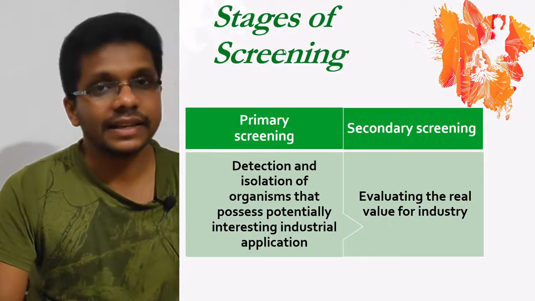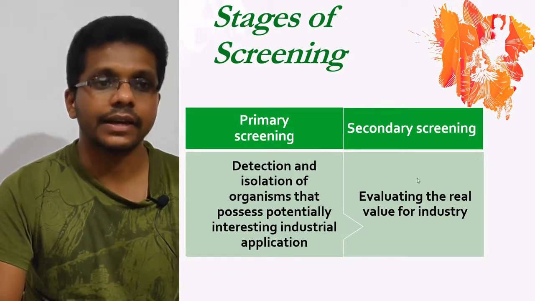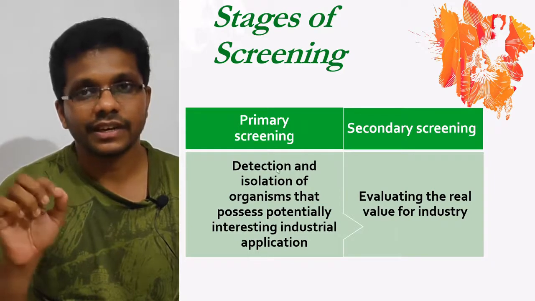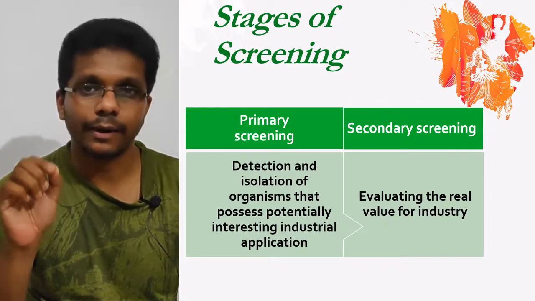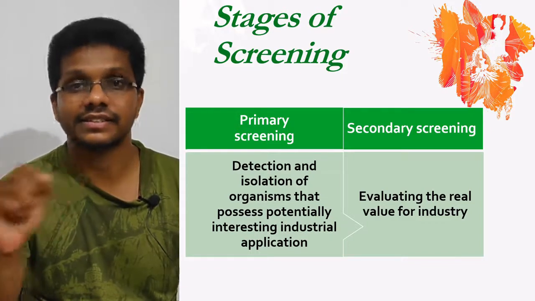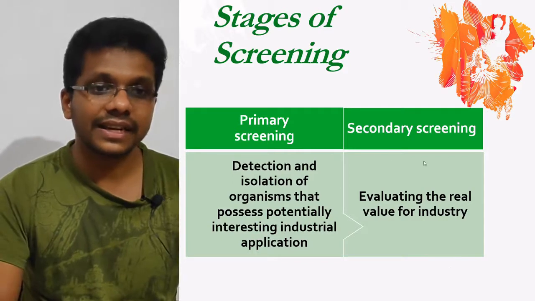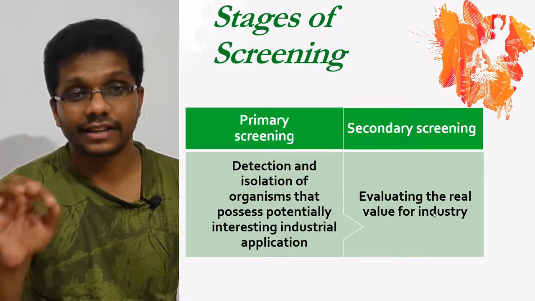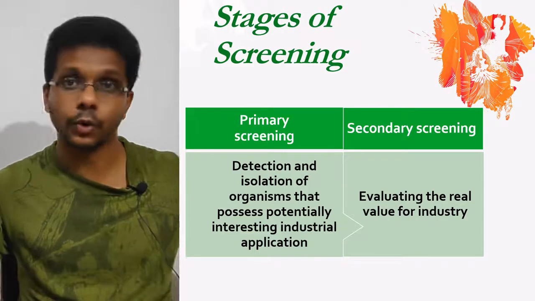The screening itself has two different stages: primary screening and secondary screening. In primary screening, we are looking at whether the biological resource has any industrial application, just any industrial application. In the secondary screening, we are evaluating the real industrial value. Primary screening is a broad screening.